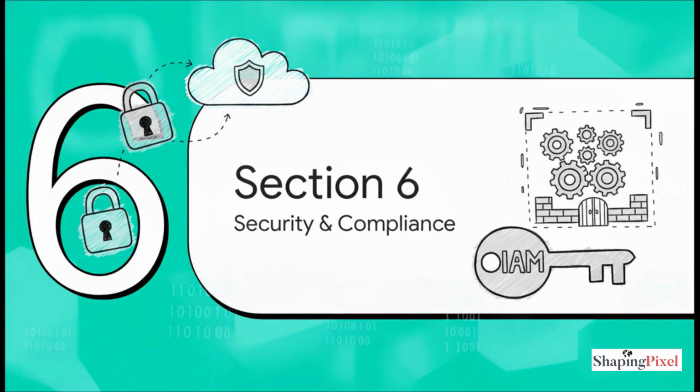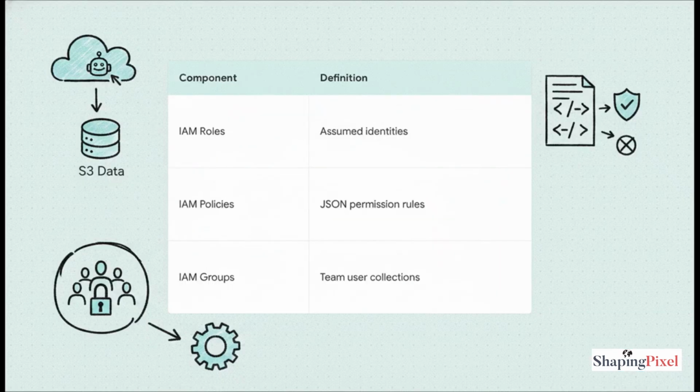Section 6. Security and Compliance. When we're talking about AWS Identity and Access Management, or IAM, in a machine learning context, you really need to understand roles, policies, and groups. Remember, roles are identities that AWS services can assume. Like SageMaker might need a role to be allowed to talk to an S3 bucket to grab some training data.